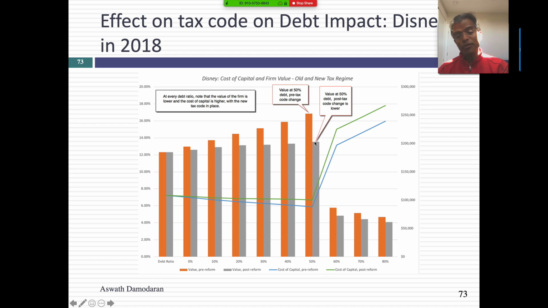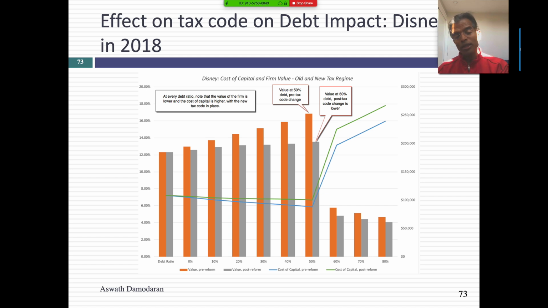You know what that difference is? That's how much less US taxpayers are subsidizing Disney at a 50% debt ratio. That's why I said the 2017 Tax Reform Act, fundamentally what it did for corporate taxes at least was good, because it reduced the tax benefit of debt. And by doing so, it reduces the subsidy that taxpayers are giving to highly indebted firms. But the optimal for Disney remained the same.